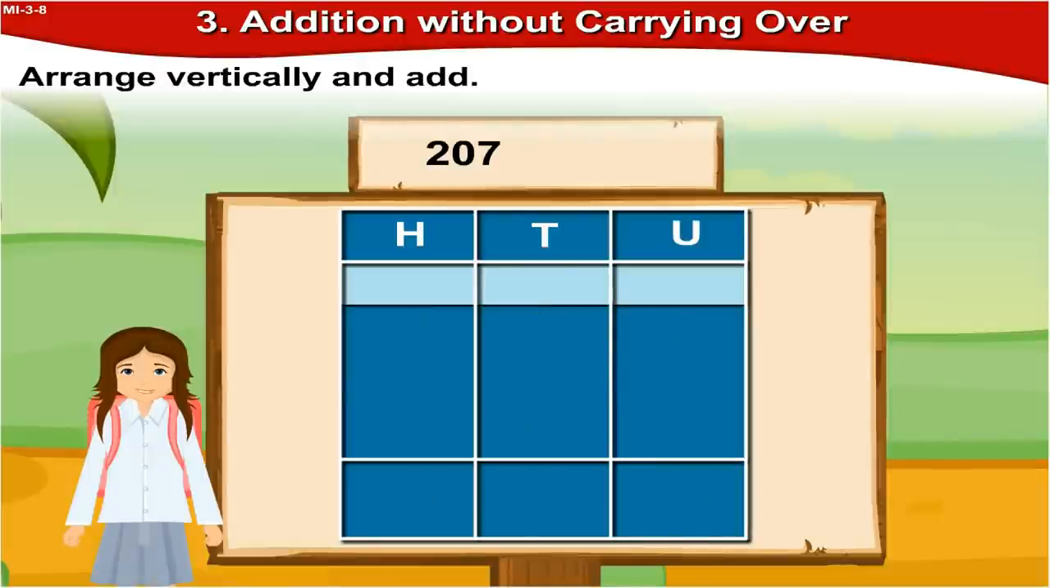Next sum, 207 plus 102. Let us write HTU first. Now 207 is 200, 0 tens, 7 units, plus 102 would be 100, 0 tens, 2 units. Now 7 units plus 2 units is 9 units. 0 tens plus 0 tens is 0 tens. 200 plus 100 is 300, which means the answer is 3 hundreds, 0 tens, 9 units, so it is 309.